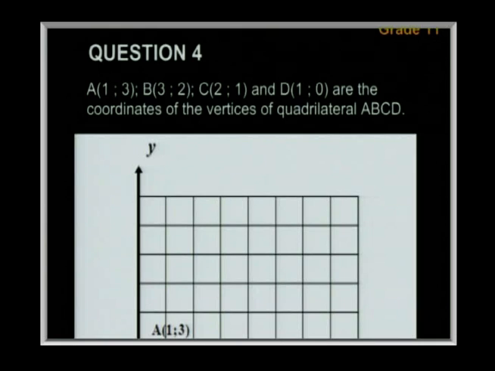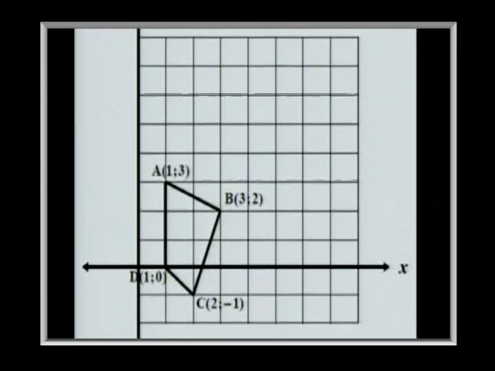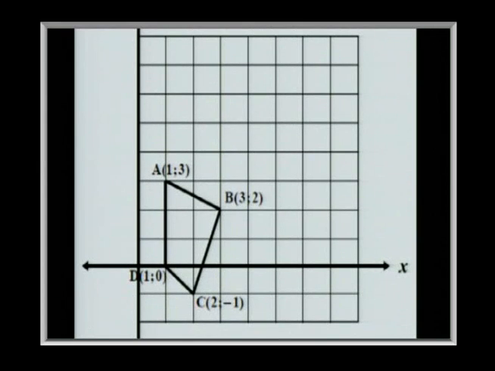Question 4 says, A, B, C, and D are the coordinates of the vertices of a quadrilateral. Right, so there we have them nicely drawn for us. Nothing too much to it. Let's start with the first question. ABCD has to be enlarged through the origin by a factor of 2.